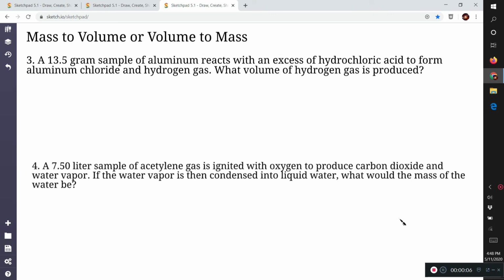So a 13.5 gram sample of aluminum reacts with an excess of hydrochloric acid to form aluminum chloride and hydrogen gas. What volume of hydrogen gas is produced? So we start off with a mass and we want to know a volume. So I'm going to work out my equation here.